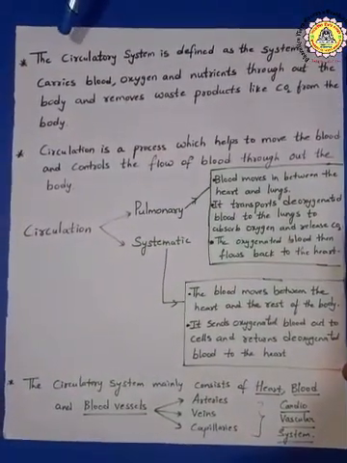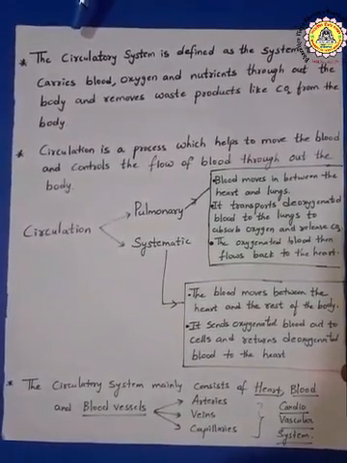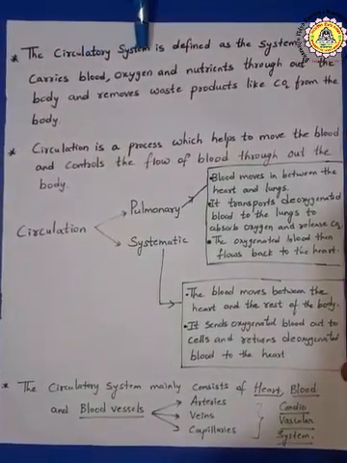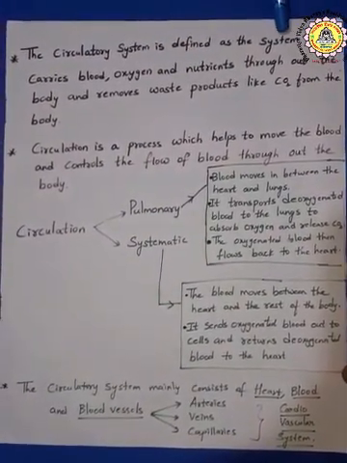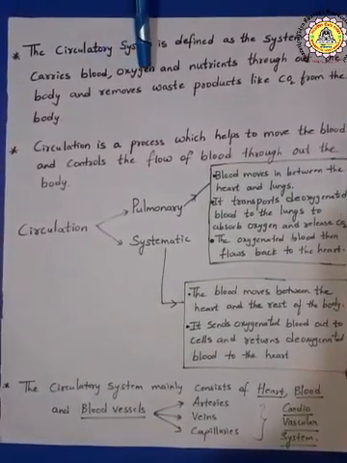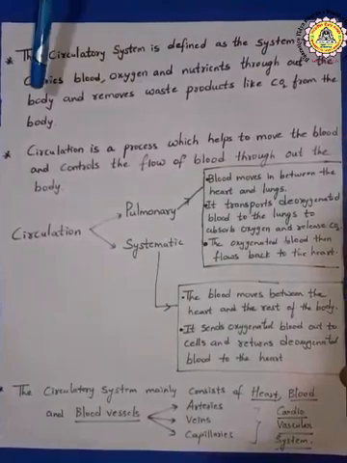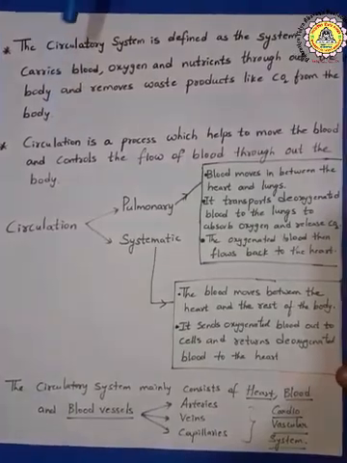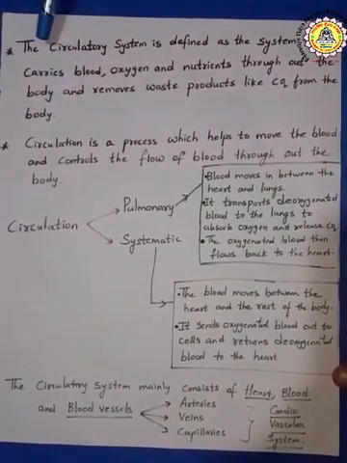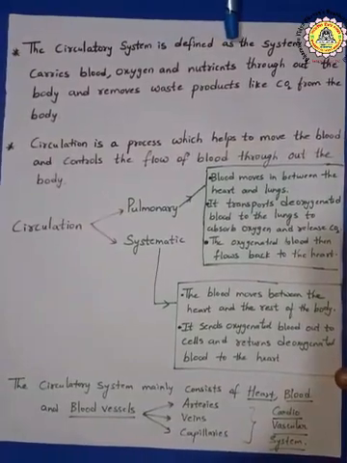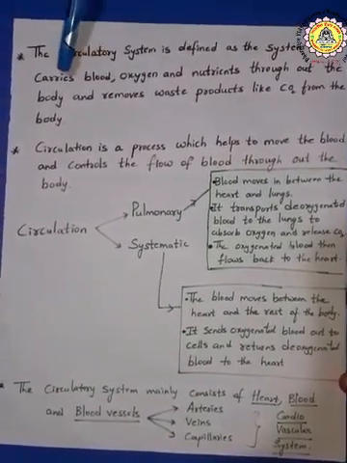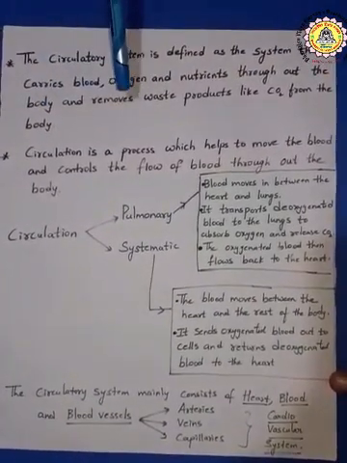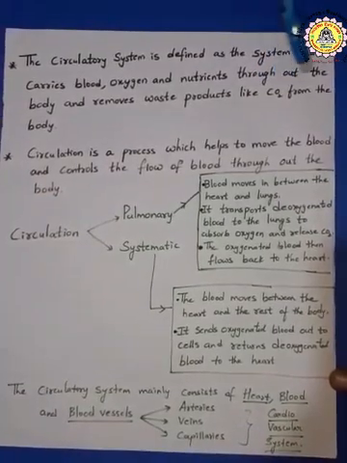Before we learn about the circulatory system in detail, let us know the definition. The circulatory system is defined as the system that carries blood, oxygen and nutrients throughout the body and removes waste products like carbon dioxide from the body. I repeat, the circulatory system is defined as the system that carries blood, oxygen and nutrients throughout the body and removes waste products like carbon dioxide from the body.